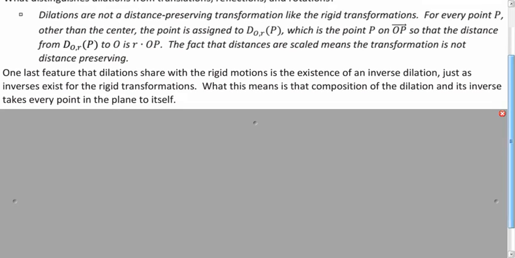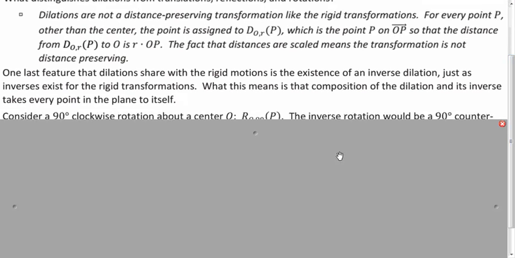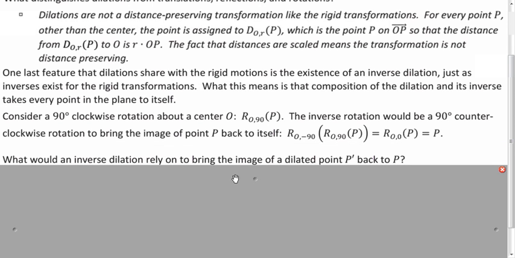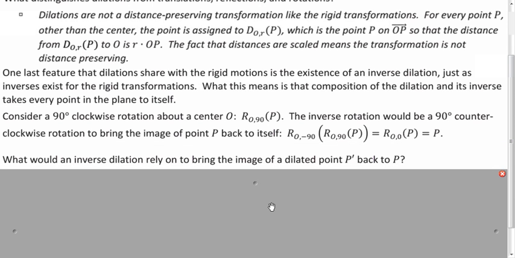So let's think about that for a moment. If we perform a rotation of 90 degrees around O, how do we go back to the original point? We would just turn around O, but now use negative 90 degrees, going in the other direction. So if you do those two rotations, you end up with the original point P. How can we do something similar with a dilation?